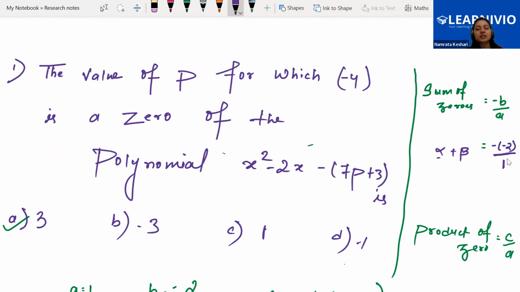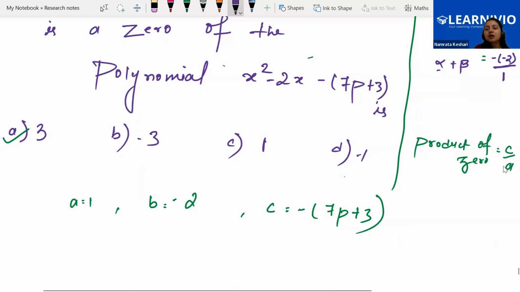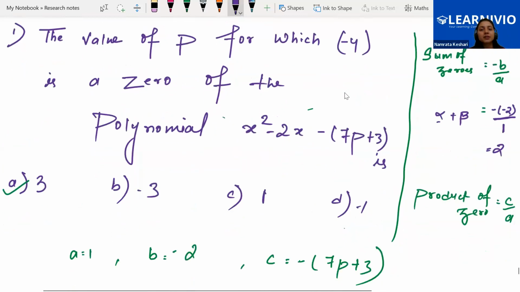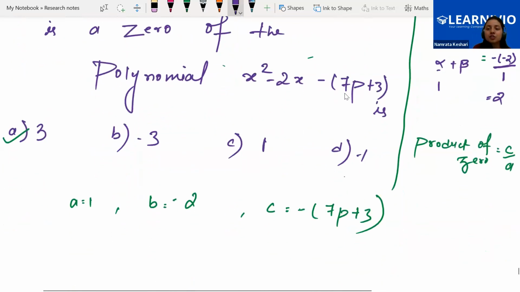Alpha plus beta is minus of -2 by 1. That means alpha plus beta is 2. One of the roots is already given, that is -4. So maybe alpha or maybe beta, we can take it as -4. Is it possible to find the other root also? Can we find beta from here? -4 plus beta is equals to 2. So can we find beta from here?